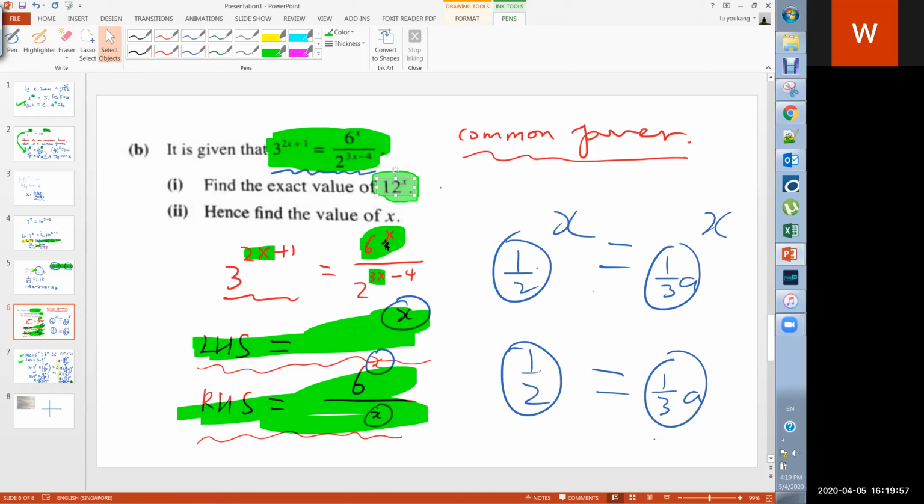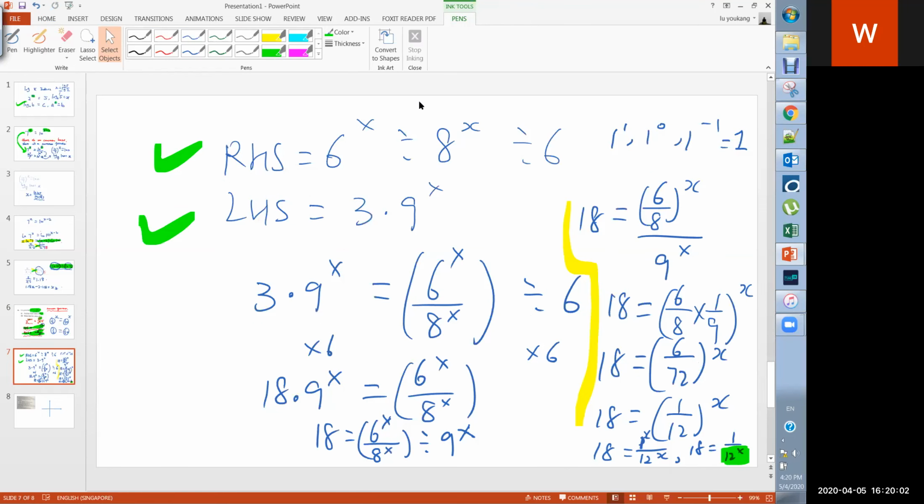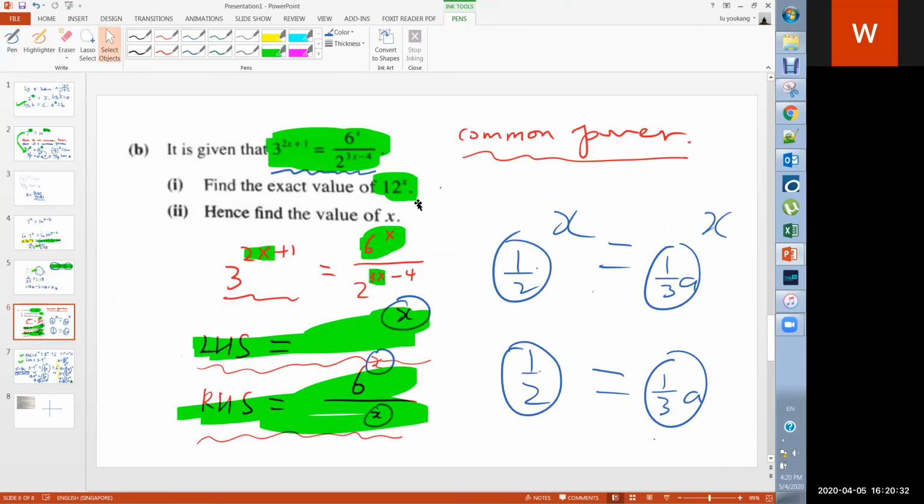So 12x is equal to 1 over 18. Then what you do is use the log: if log A B equals C, therefore A to the power of C is equal to B. You use this to solve on top. Okay, good. So far so good. That's the reason why I want you to know sometimes some questions you cannot use log on both sides.